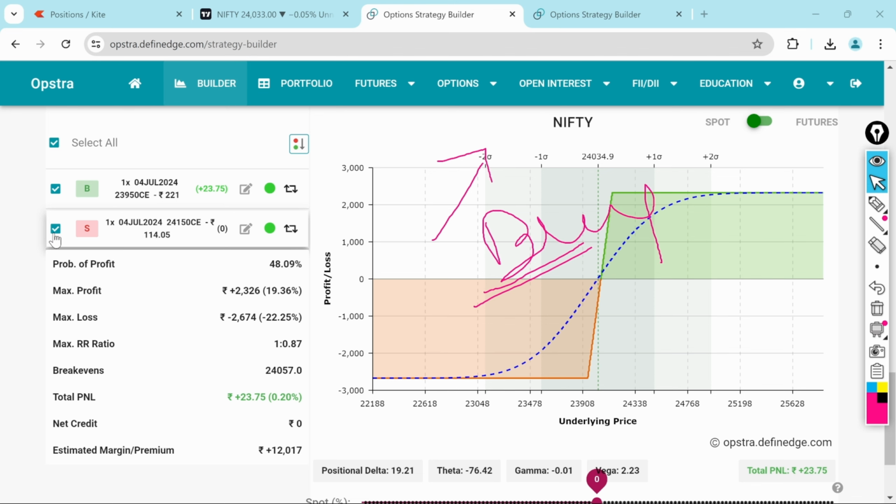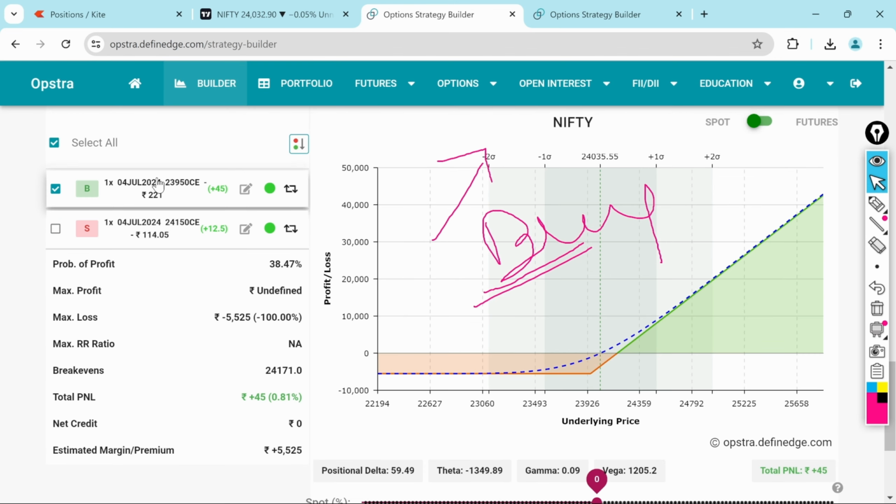For example, instead of creating a debit spread, I will remove this sell leg. Here you can see we only bought the 23,950 call. In this case, what will happen? The maximum loss in this particular trade, you can see, is 5,500. This is the maximum loss when I buy a call directly without creating a debit spread.